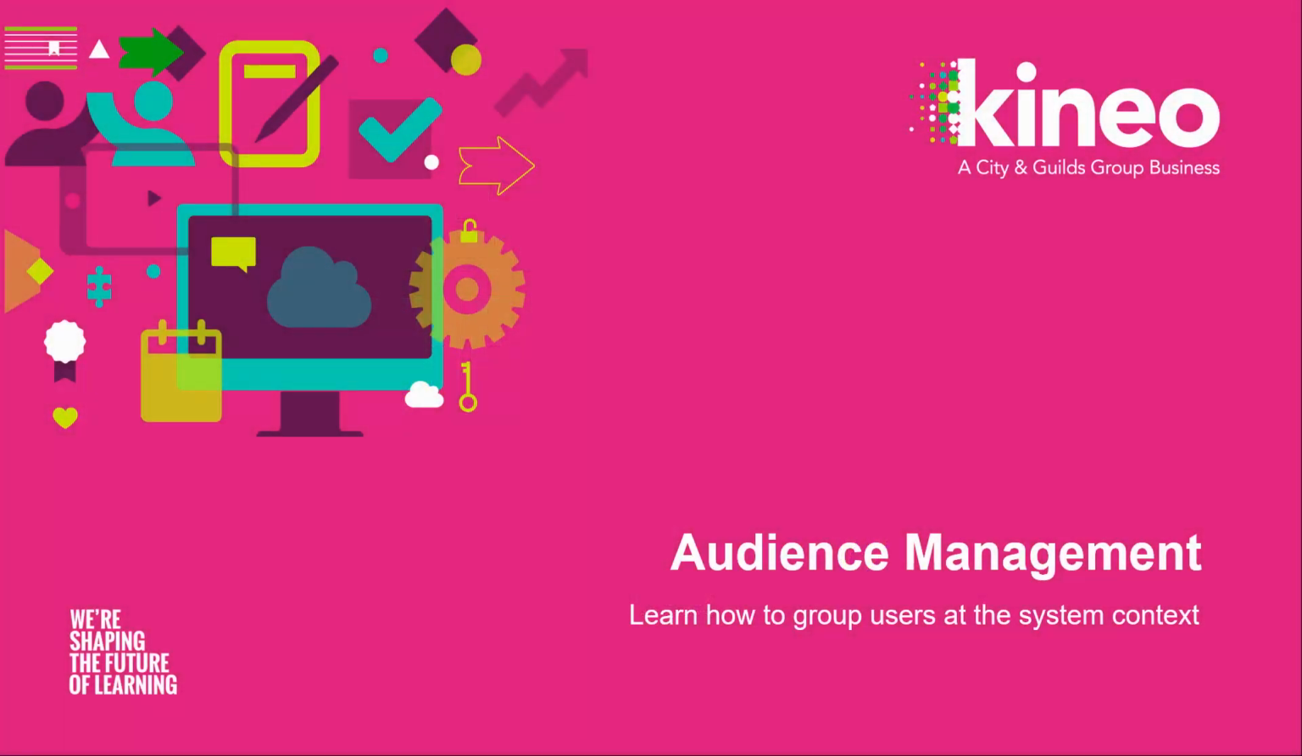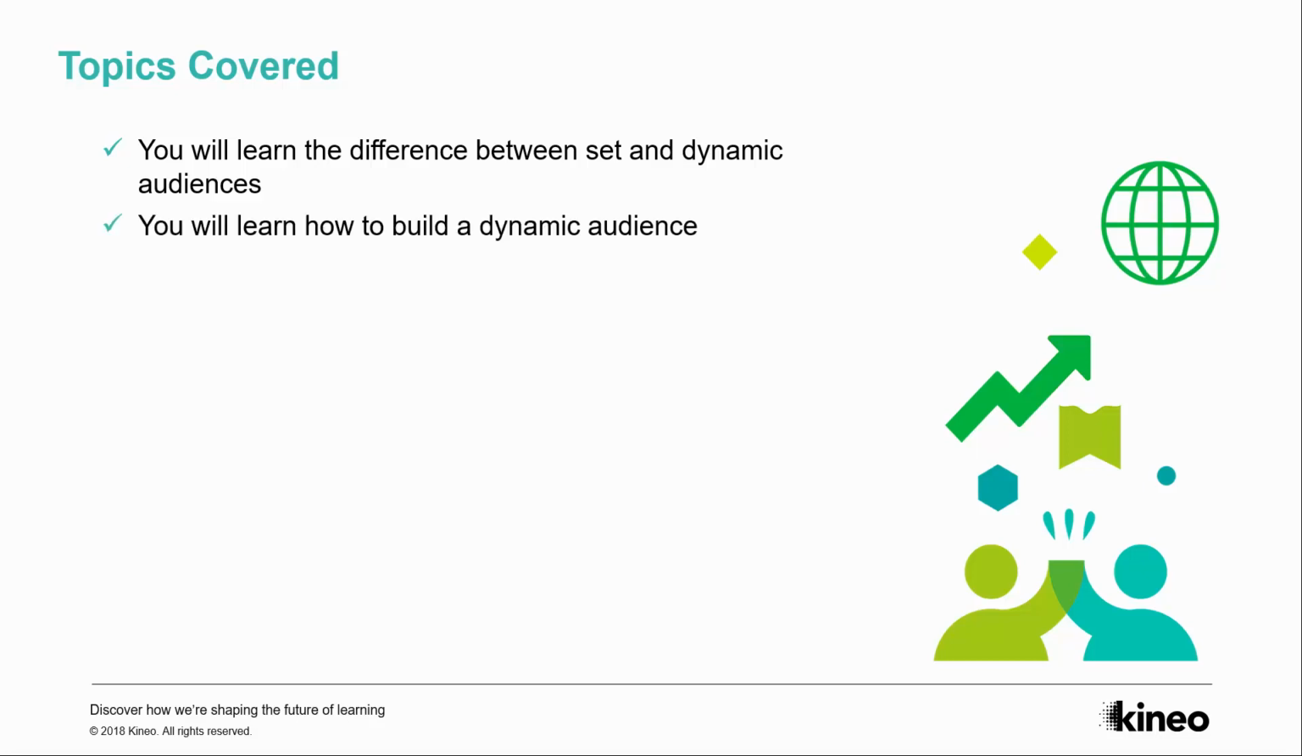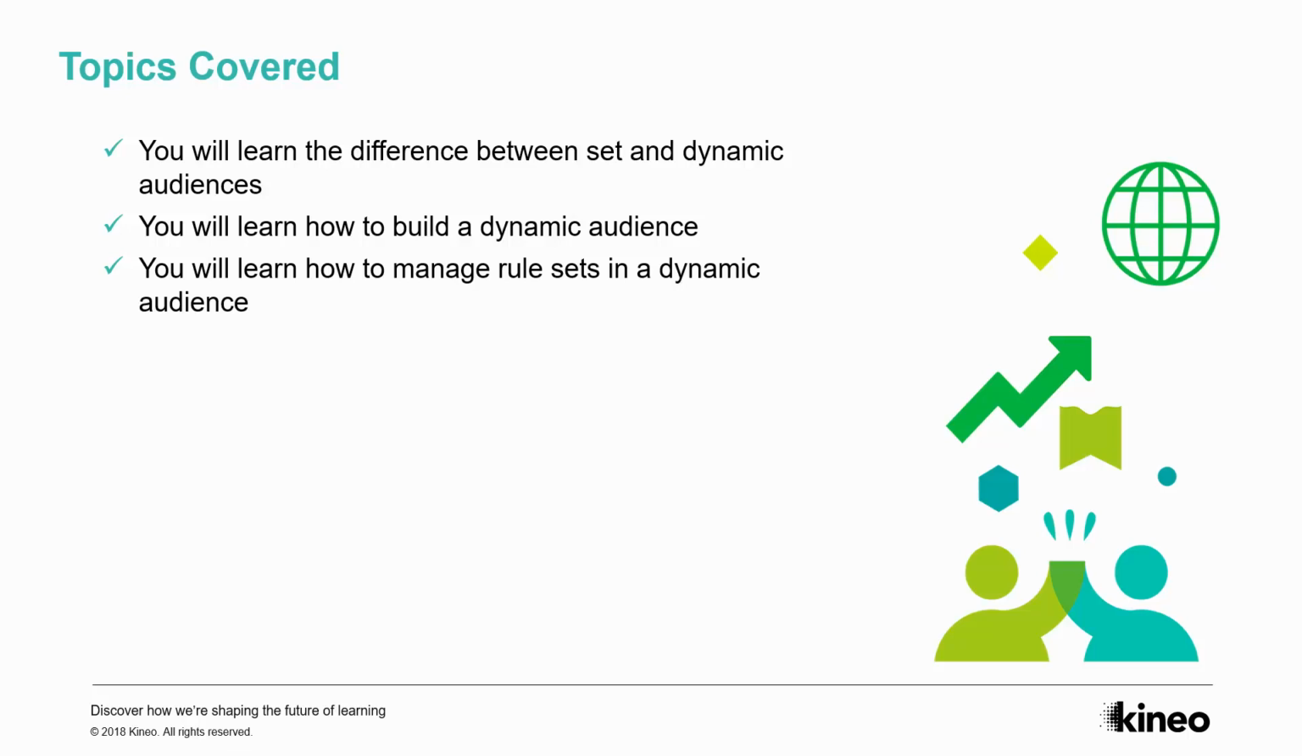Totara gives site administrators the ability to group users at the site level into audiences. There are two different types of audiences, dynamic and set. Dynamic audiences are most commonly used and created based on a set of rules. The rules range from user profile information to membership in other audiences to a large list of many other possibilities.